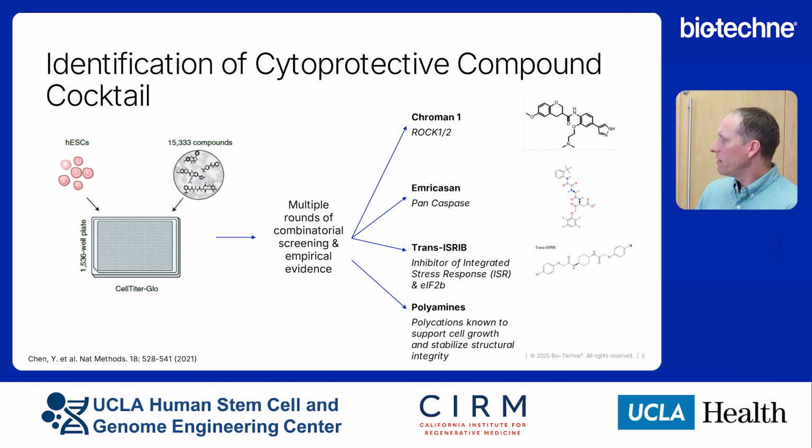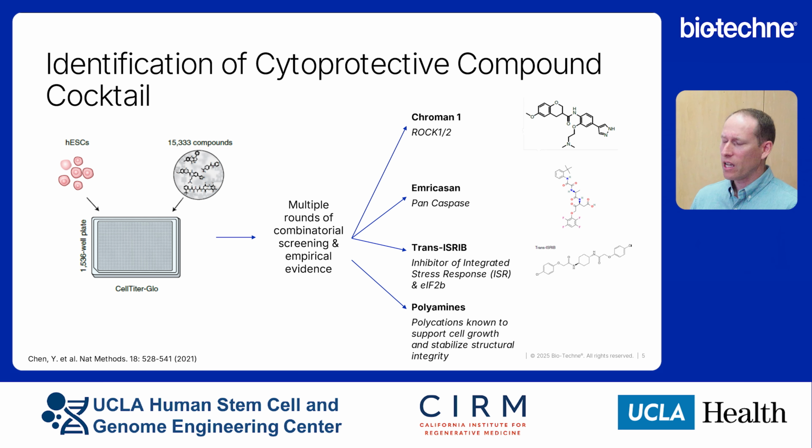Simplifying greatly their process, they did some rounds of combinatorial screening to identify 3 compounds: chroman 1, emricasan, and trans-ISRIB. Chroman 1 was found to be a very potent ROCK inhibitor, much like the traditional Y27632 compound, but it has an IC50 in the picomolar range, whereas the Y27632 compound is in the nanomolar range. So it is a much more potent ROCK1 and 2 inhibitor.